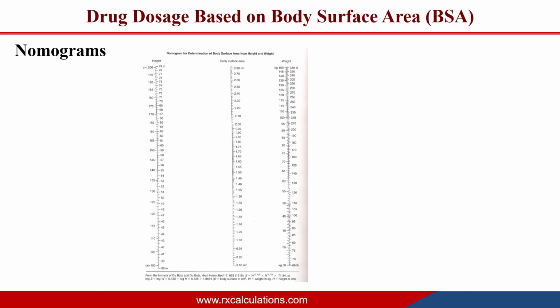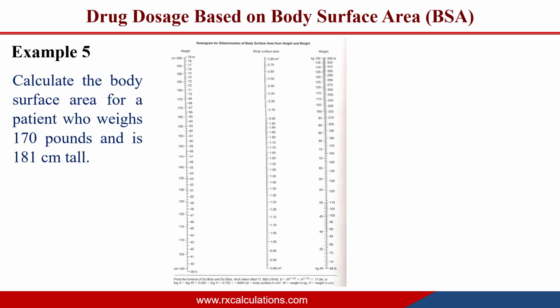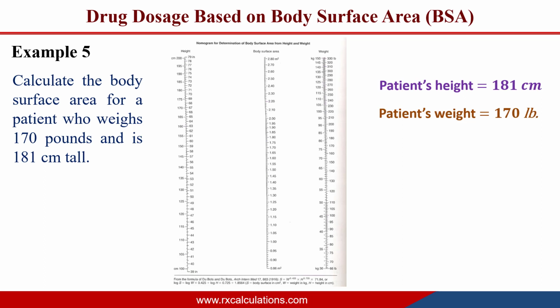So now let's take a look at an example of how you can use the nomogram to calculate the body surface area for a patient. So here the question says calculate the body surface area for a patient who weighs 170 pounds and is 181 centimeters tall. And so the first thing we need is the patient's height, which is 181 centimeters. And then we also need the patient's weight, which is 170 pounds.